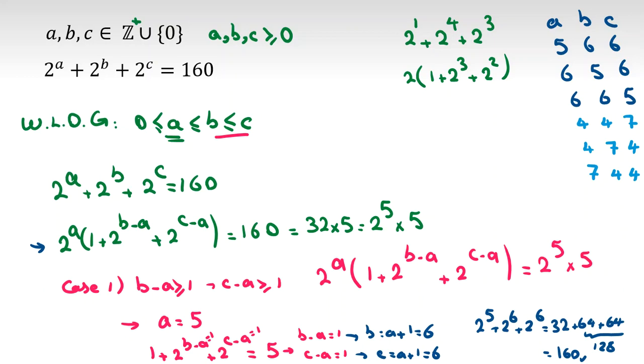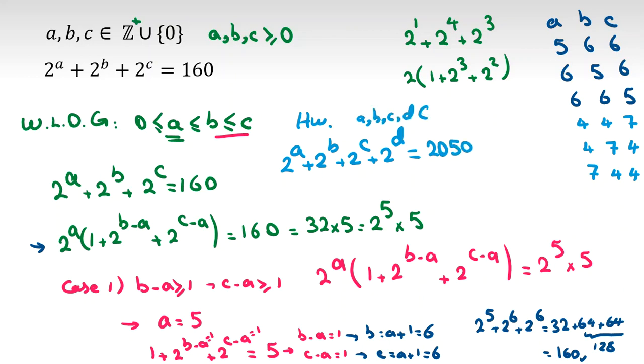And let me write homework for you. Try to solve 2 to the A plus 2 to the B, plus 2 to the C plus 2 to the D equal to 2050. And A, B, C, D are integers. And also we can say A, B, C, D are greater than or equal to 0. And try to find what A, B, C, D are. And comment your answers below this video.